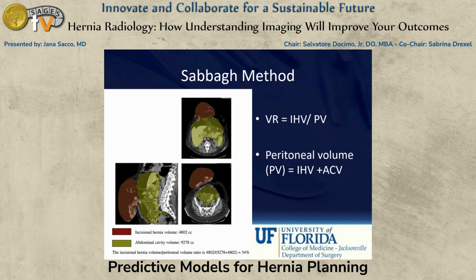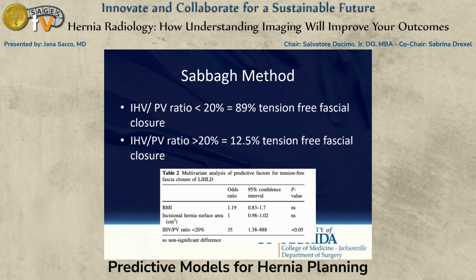So the ratio that they're looking at with this method is the hernia volume over the entire peritoneal volume. And that peritoneal volume is the hernia volume added to the abdominal cavity volume. They had fairly similar results: when this ratio is less than 20%, they had an almost 90% tension-free fascial closure rate, whereas if it's greater than 20, you have only 12%. So it's a pretty good cutoff number where you can really show that they're likely to have a difference.